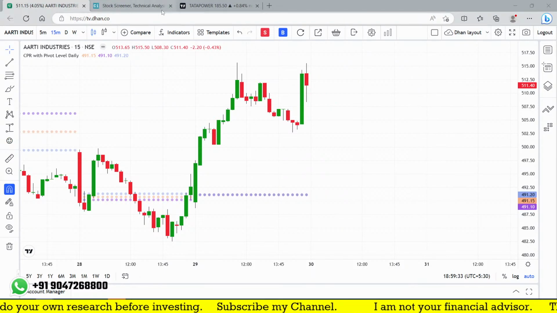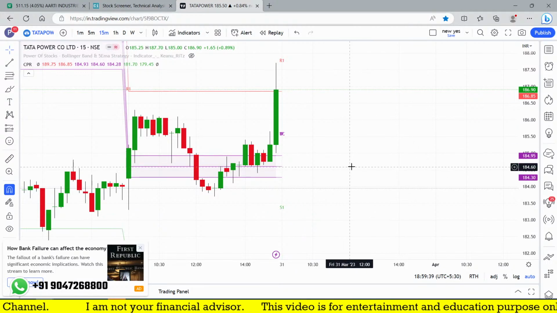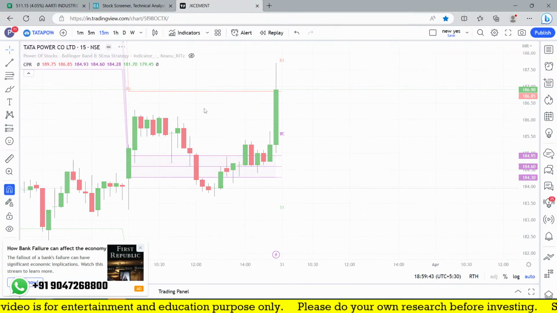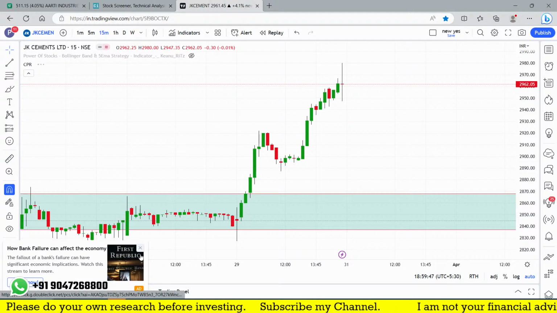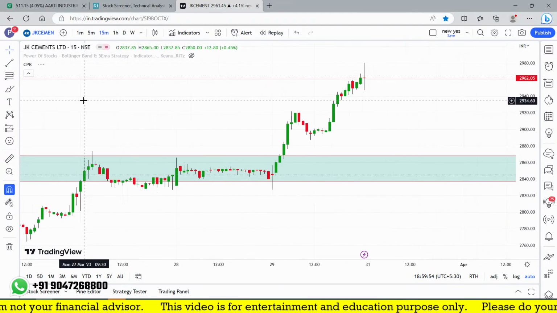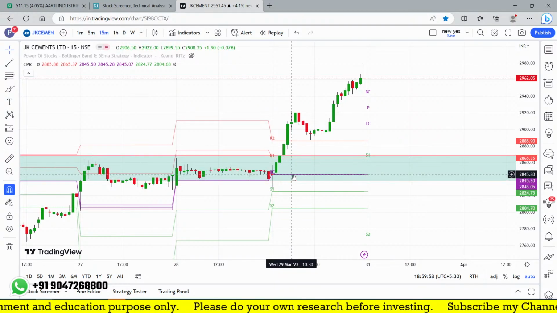And now I can tell you the stock. What is the stock which I focused here? Aarti Industries and IDFC. Let me go for it, and its CPR is loading. It's not a paid version, it's a free version which I'm using in TradingView. Still it is not loading. Here you can see the CPR is loading, and look at this today.